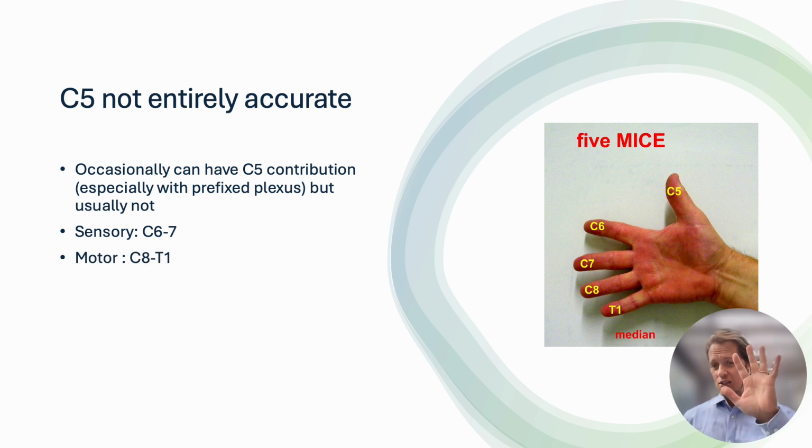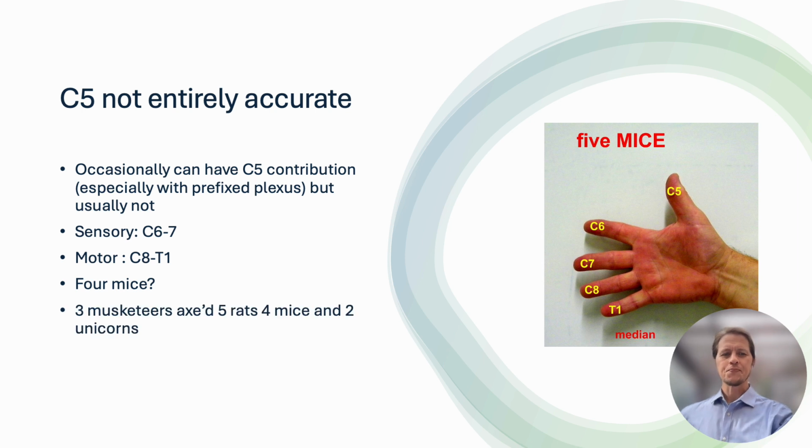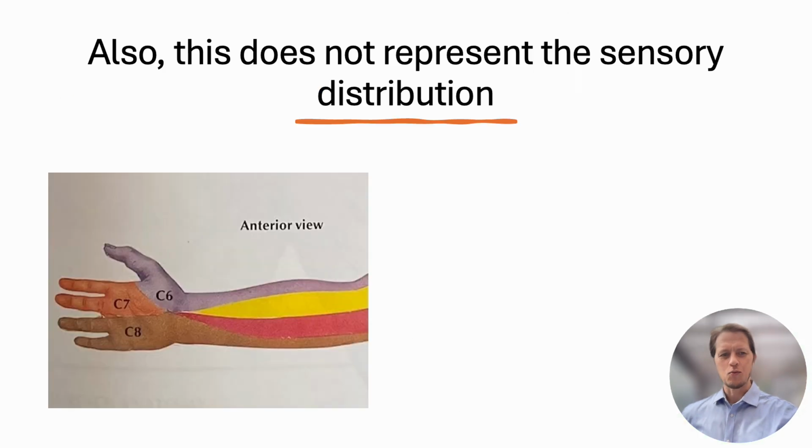And by the way, these fingers are not exactly right either. This is not the C5, your thumb, in terms of the dermatomes where the sensory nerves go out into the body. So you have to be careful with that. So you might want to say four mice. So three musketeers assassinated, five rats, four mice, and two unicorns. That could work. Or axed instead of assassinated. You could try the AX if that works for you.